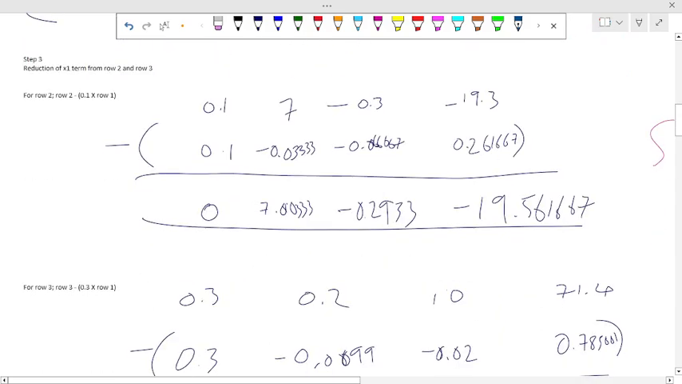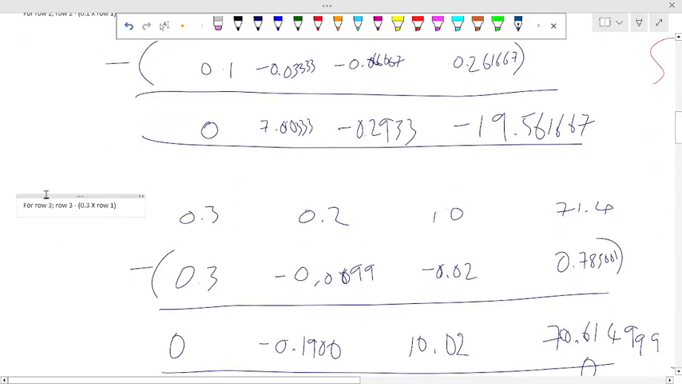Now, the next thing to do is also for row 3, to eliminate or reduce the x1 term in row 3. If you observe, the x1 term in row 2 now is 0. Are you seeing it? We have done that to row 2. So to do it to row 3, we say row 3 minus the coefficient of x1 in row 3 multiplied by row 1. So this is row 3.